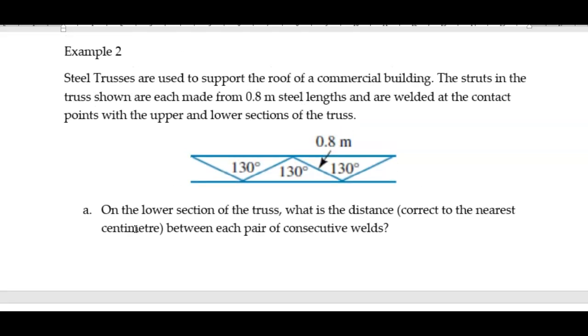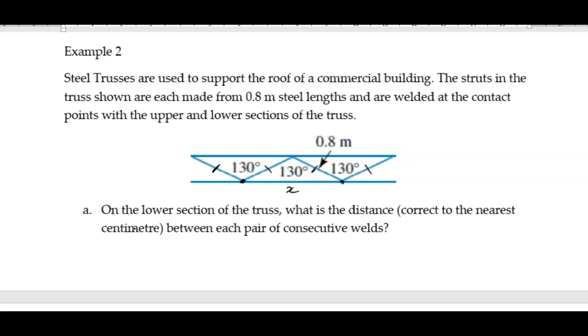Let's have a quick read of this question. Steel trusses are used to support the roof of a commercial building. The struts in the truss shown are each made from 0.8 meter steel lengths and are welded at contact points with the upper and lower end of the section. So they're basically telling us all of these lengths are 0.8 meters. The question asks, on the lower section of the truss, what is the distance between each pair of consecutive welds? In other words, they're asking us to find what this particular distance is equal to.